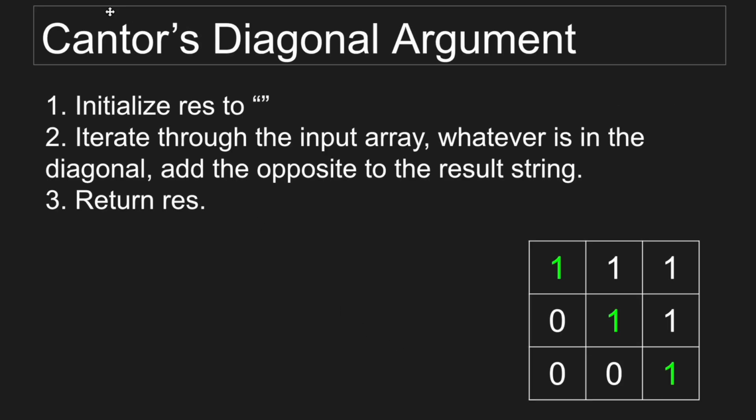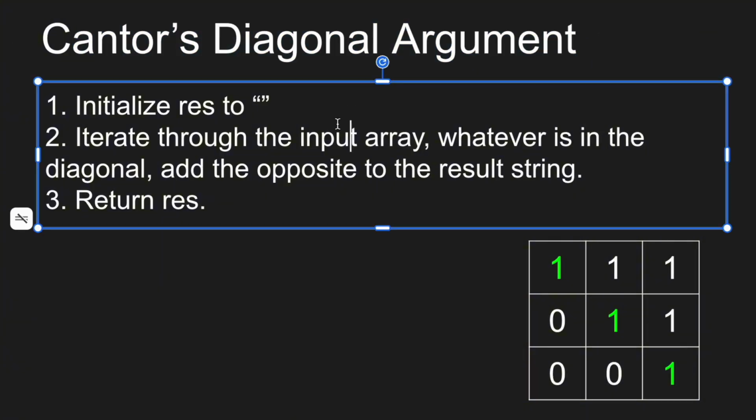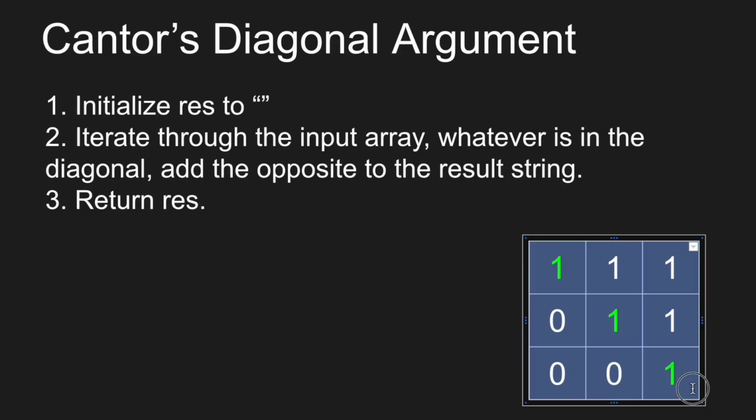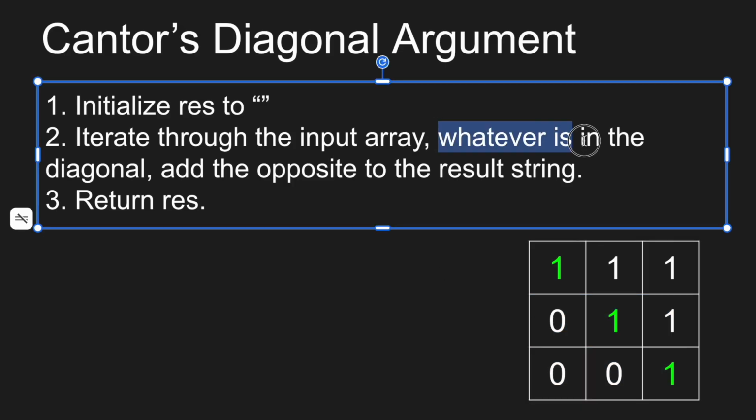So the better way to solve this problem is we can follow Cantor's diagonal argument. If you're not familiar with this, feel free to look it up first, but basically what we can do is initialize result to an empty string, and then we will iterate through the input array, and we can view it as a set of rows by column, and we want to pay attention to the diagonal. So this will be the first string in the array, second string in the array, third string in the array, and basically whatever is in the diagonal, we add the opposite to the resulting string.